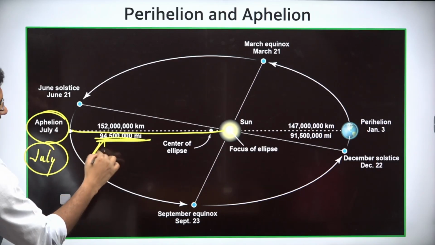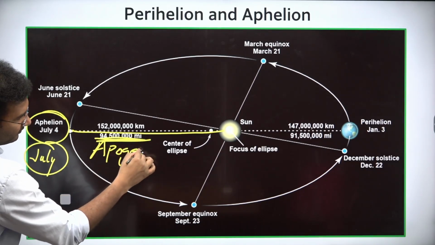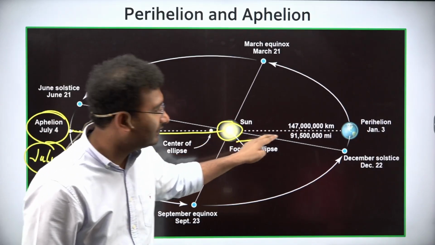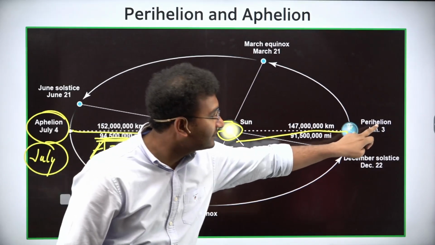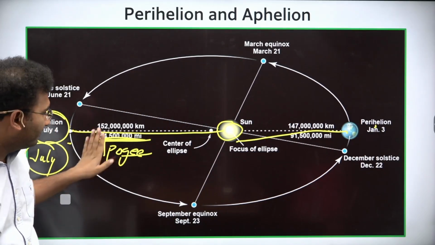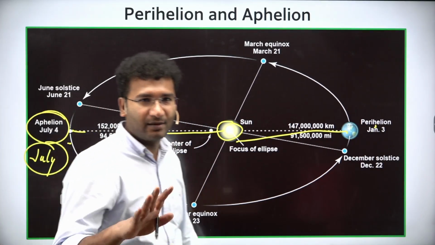Now this is called aphelion. Okay? And during the months of winter, the earth is nearby. This is called perihelion. Aphelion and perihelion. Apogee, I'm sorry.